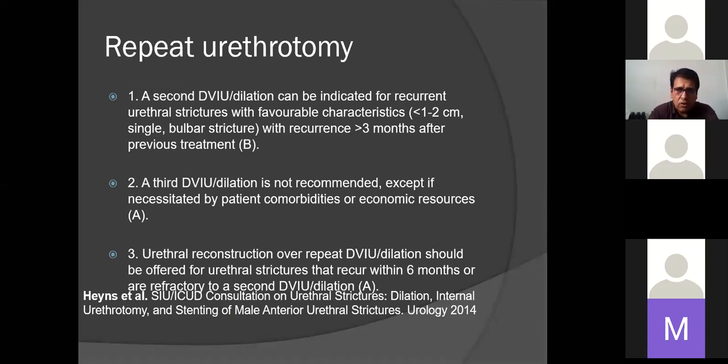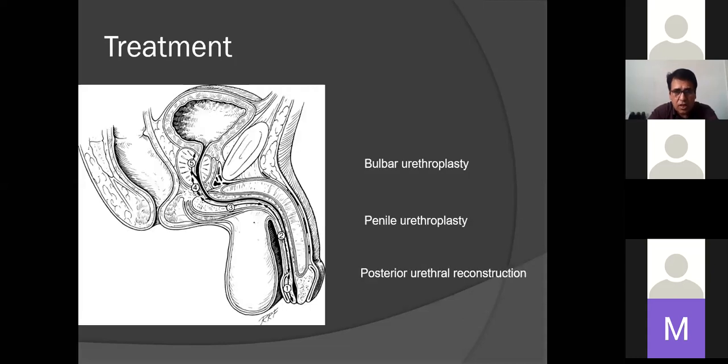Well, repeat urethrotomy is done one time after it has failed, but not another time. Here we discussed before the parts of the urethra. So we need to go for urethroplasty, and it will be in the bulbar urethra, penile urethra, or posterior urethral reconstruction may be needed.